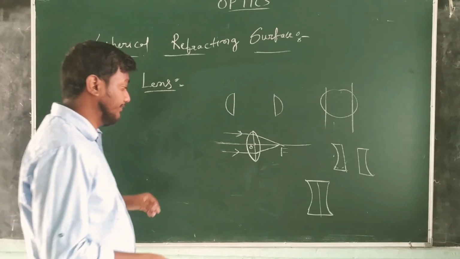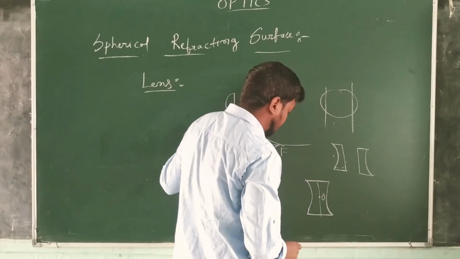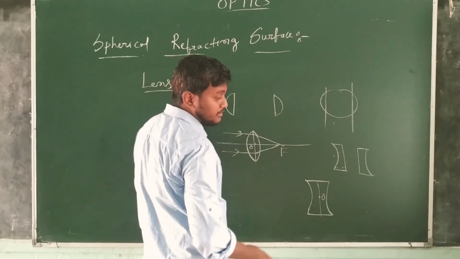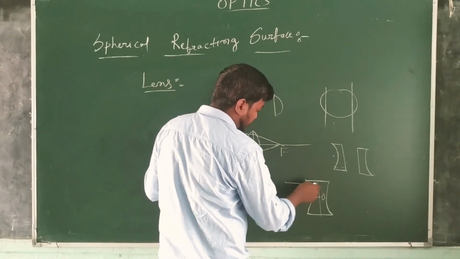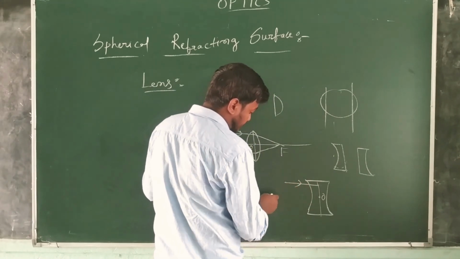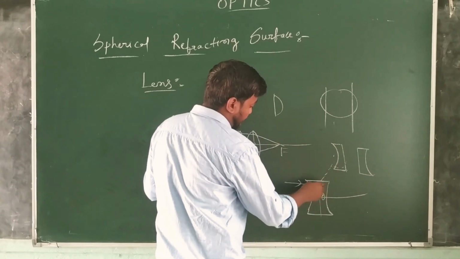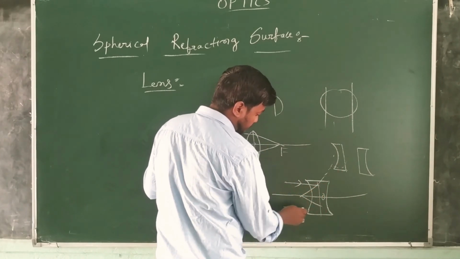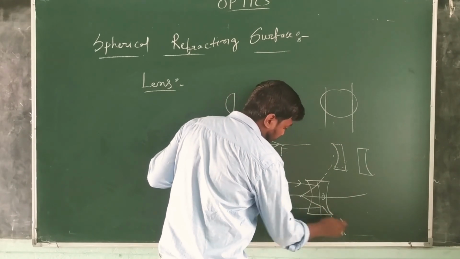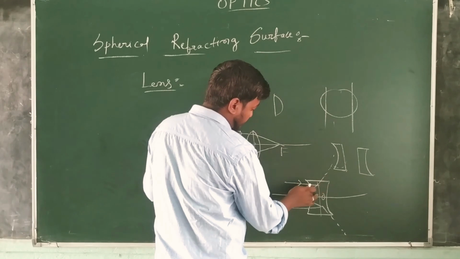The middle point is known as the optical center. And this lens is known as diverging lens. That means after refraction, the rays will diverge, and they will appear to come from the backside of the lens.